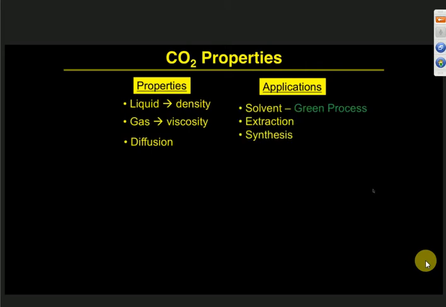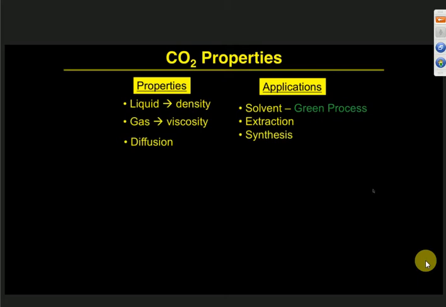And there are plenty of applications for this solvent, since the critical conditions are moderate at 31 degrees C and 73 bar. You can go to the supercritical phase, and it's used as a solvent, and these processes are called green processes. The reason is that once you're done with your process, you depressurize the system, and then all the liquid becomes a gas, and the gas goes out of the system, so that means there is no residual solvent.